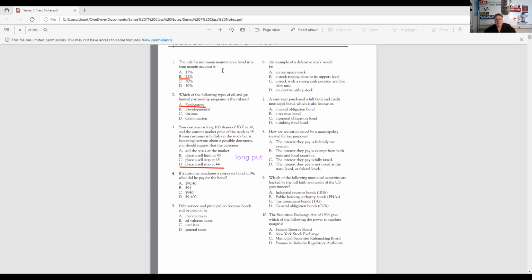What did a customer pay for a bond at 94? The bond is trading at a discount. And remember, that is 94% of par. So that's $940.